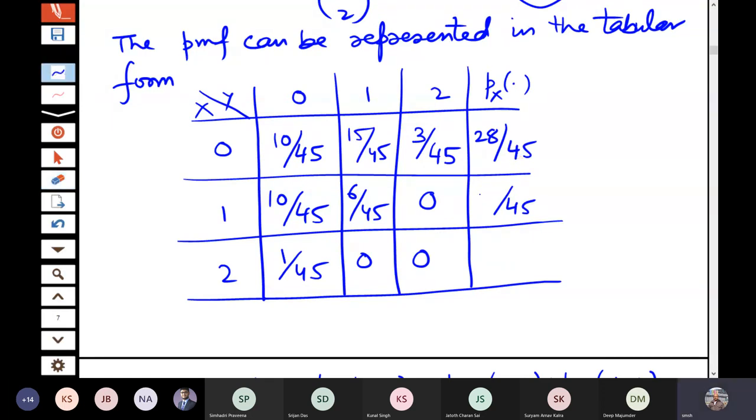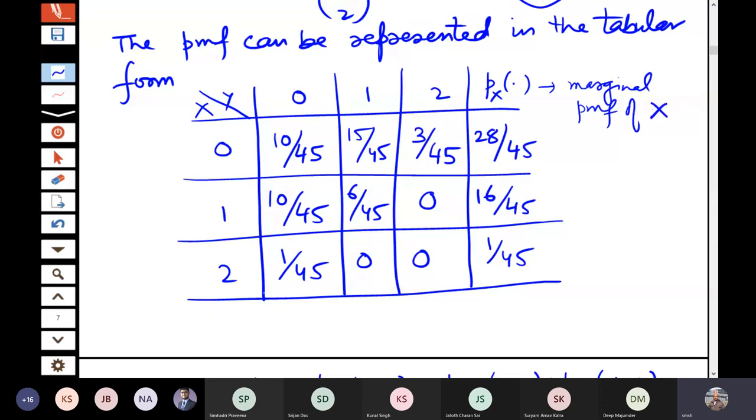And what is the probability x equal to 2? That will become 1 by 45. So summing over all the values of y, we get the probability distribution of x. This is called marginal distribution of x. Okay. Marginal PMF of x.